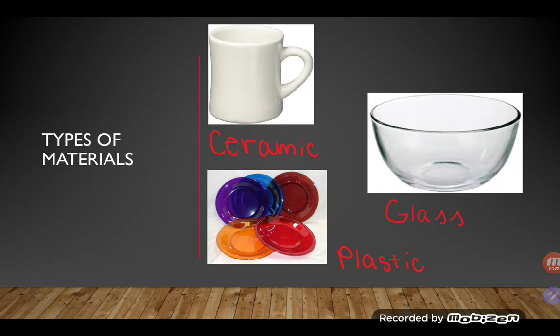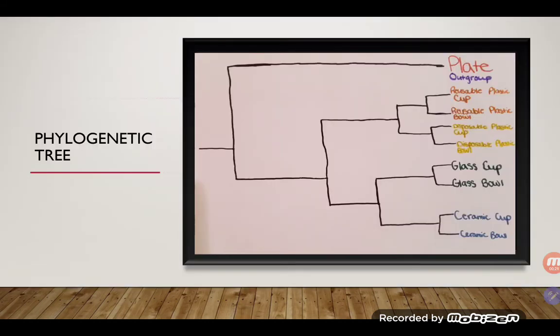One way to determine how each of these objects are related to each other is through a phylogenetic tree. Looking at this picture, you can see that this is a rooted tree. A rooted tree means that all of the groups evolved from a single common ancestor. The outgroup is the plates.